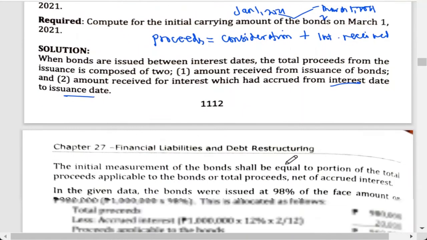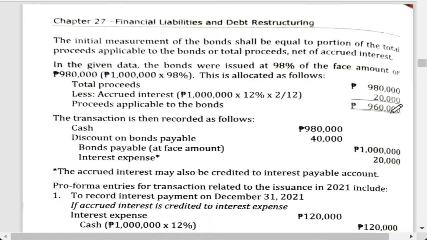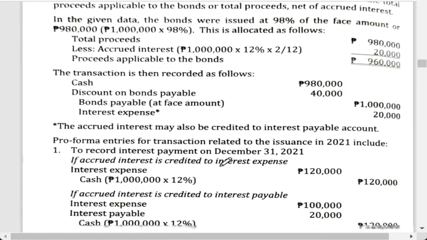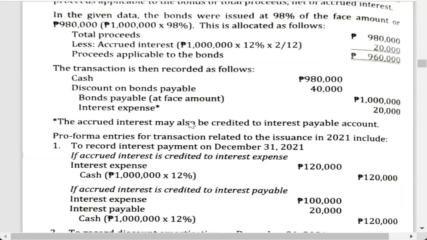So we have to take out the accrued interest. That's 960,000 only, the proceeds applicable to the bonds, because the 20,000 is applicable to the interest. So the entry would be: debit cash, 980,000. Credit bonds payable at face amount, then credit interest expense for the accrued interest. Actually, you can use accrued interest payable or interest payable, whichever is more convenient.